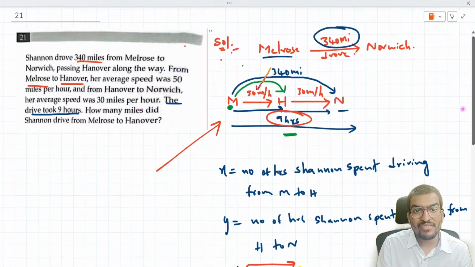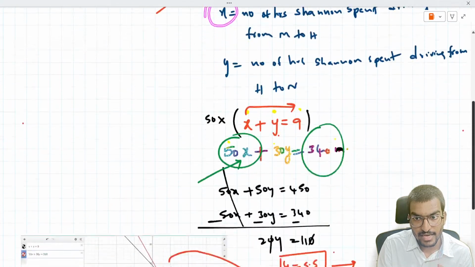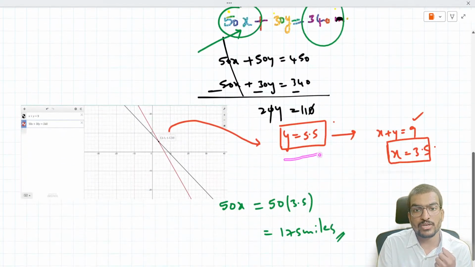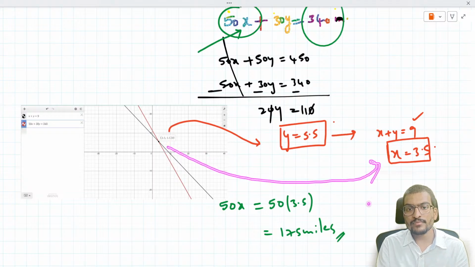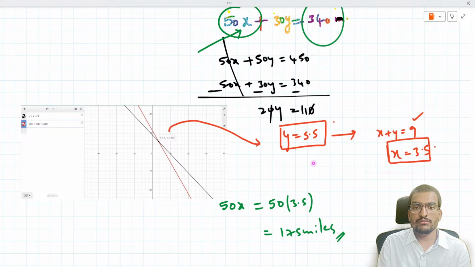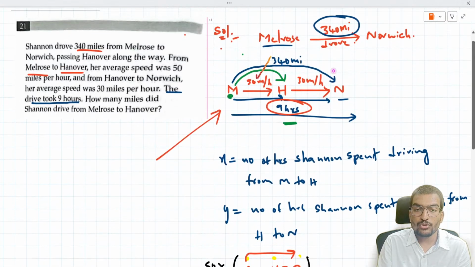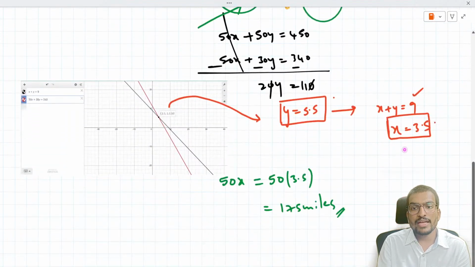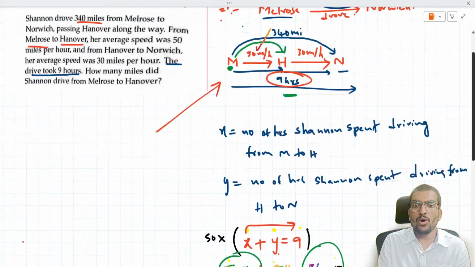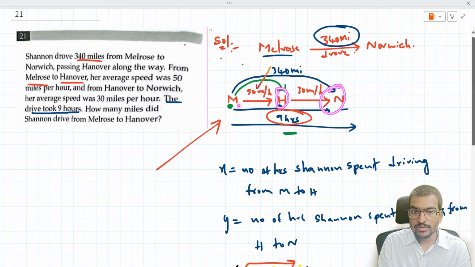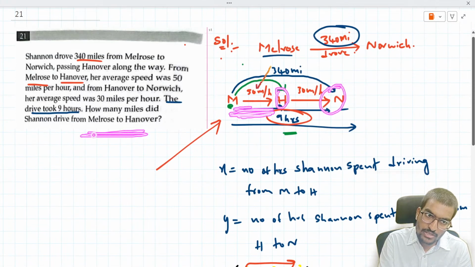So x is the thing we consider as time. When we solved it in Desmos, we got y value 5.5 and x value 3.5. We need only Melrose to Hanover, which is 50 miles per hour. 50 into the x value 3.5, that's why I'm multiplying by 3.5. That's how I got 175 miles. I don't want Hanover to Norwich. I need only Melrose to Hanover. That's what they asked.